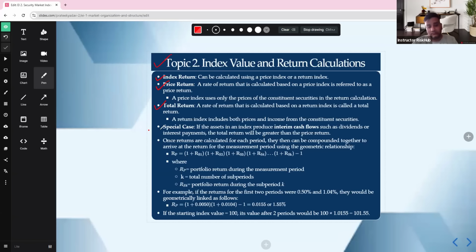The special case here is that if an asset or index produces cash flows such as dividends or interest payments, the total return will be greater than the price return, right? Which we know. Okay.